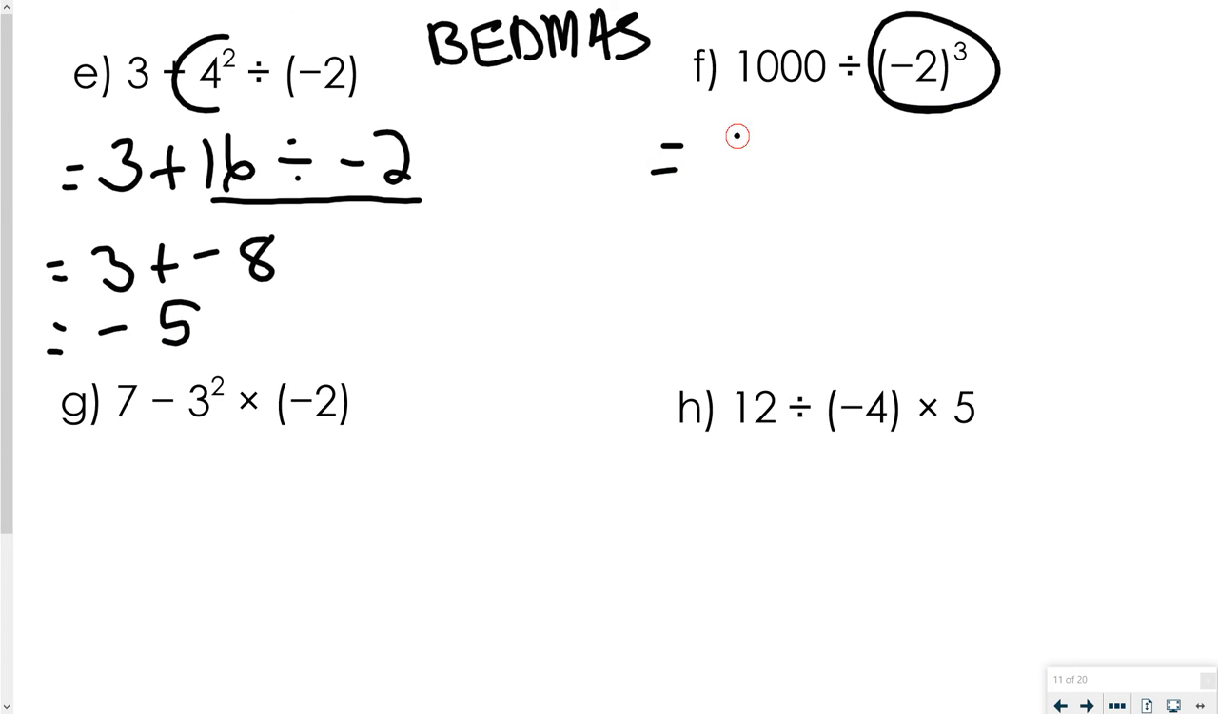F, exponent first, so it's going to be 1,000 divided by negative 2 times negative 2 times negative 2 means there's 3 negatives, right? And the easy way of doing that is your power tells you how many negatives there's going to be. So there's 3 negatives, that's odd, so my answer is negative. 2 times 2 is 4 times 2 is 8. The answer is going to be negative, and can someone get that answer before me? The answer will be negative 125. Okay.